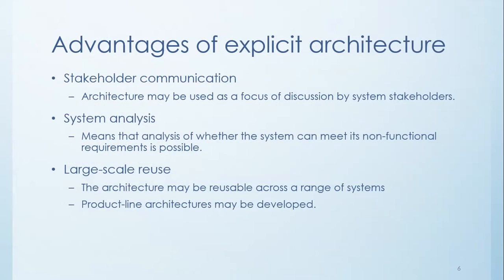Now if you have an explicit architecture, how this helps is that you can communicate with your stakeholders and focus their discussion around the major system modules and therefore what you're going to be building. You can also analyze the system in terms of how it's going to meet the non-functional requirements, and also allow large-scale reuse. So you could use a different set of systems that you might build later on, and you can make whole lines of different product architectures.